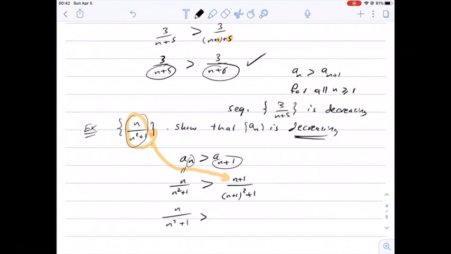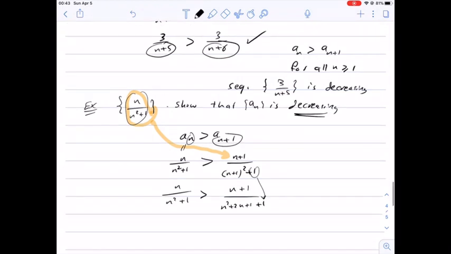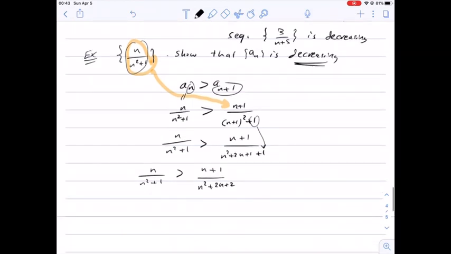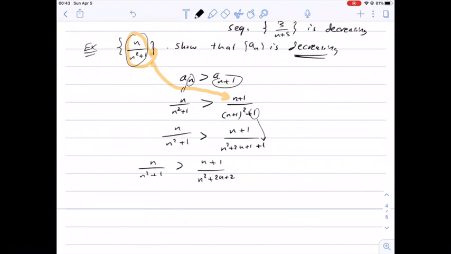Now we simplify the right hand side. N squared plus 2n plus 1 plus 1. Simplify more. N plus 1 over n squared plus 2n plus 2. Now we cross multiply these. So we get n times n squared plus 2n plus 2 is greater than n plus 1 times n squared plus 1.